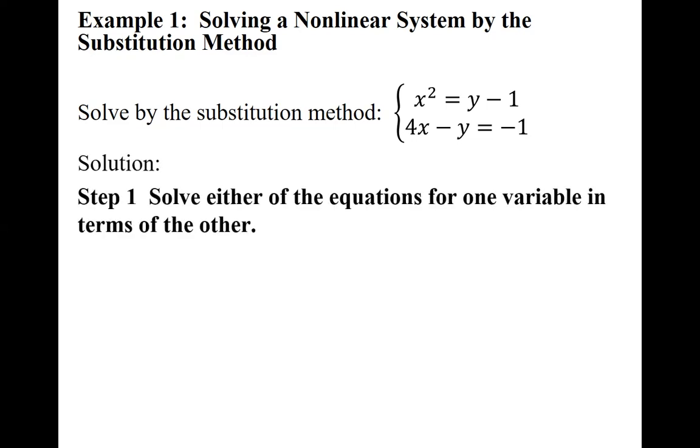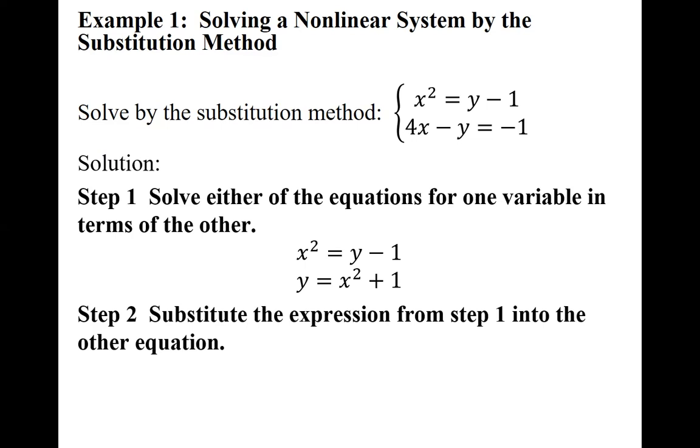But we can solve x squared equals y minus 1 for y. Add 1 to both sides. Y equals x squared plus 1. And then take that expression for y and plug it in to the other equation. So instead of 4x minus y equals negative 1, we have 4x minus (x squared plus 1) equals negative 1. And since we were subtracting the entire y, we have to subtract the entire x squared plus 1.